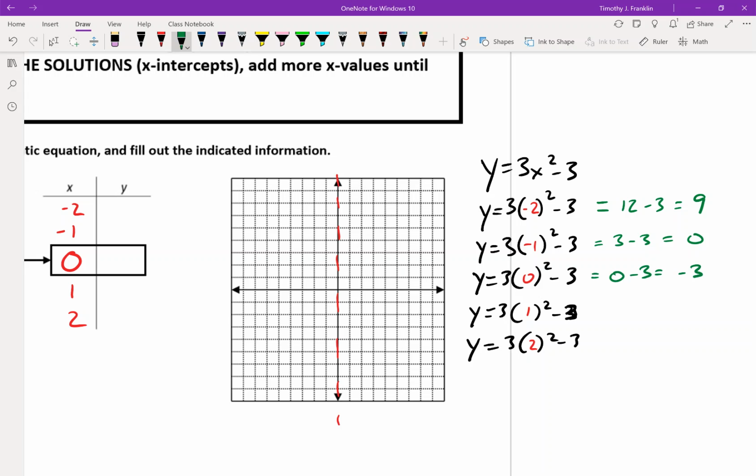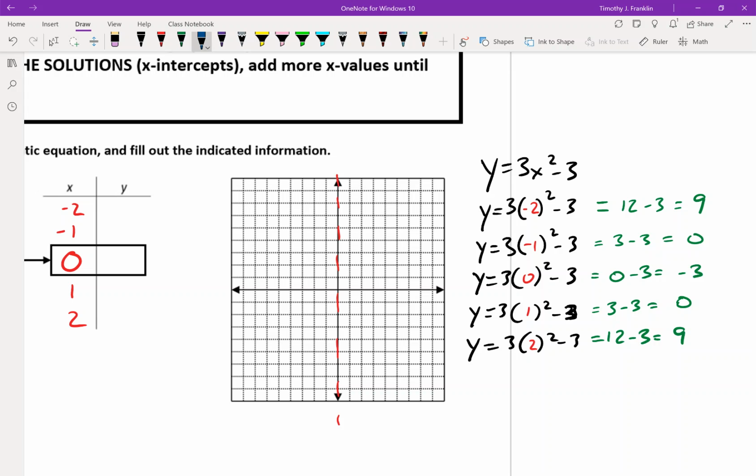And now something interesting is going to happen here. When we put in 1, 1 squared is 1, times 3 is 3, and 3 minus 3 is 0. So we went 9, 0, negative 3, and now we're back to 0. Same thing will happen with 2. 2 squared is 4, 4 times 3 is 12, and 12 minus 3 is 9.